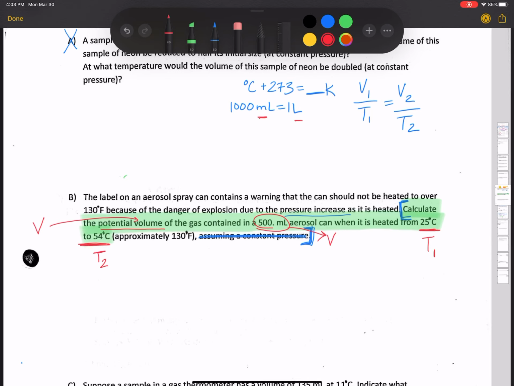And so what happened is they're telling you you've taken this 500 milliliter can, so this is the can that you're starting with, and you're heating it from 25 degrees Celsius. So originally it's hanging out as a 500 milliliter can at 25 degrees Celsius. You've heated it up to 54 degrees Celsius, so that's your T2. You're now trying to find the potential volume of it, so that's your V2. So that's what you're solving for.